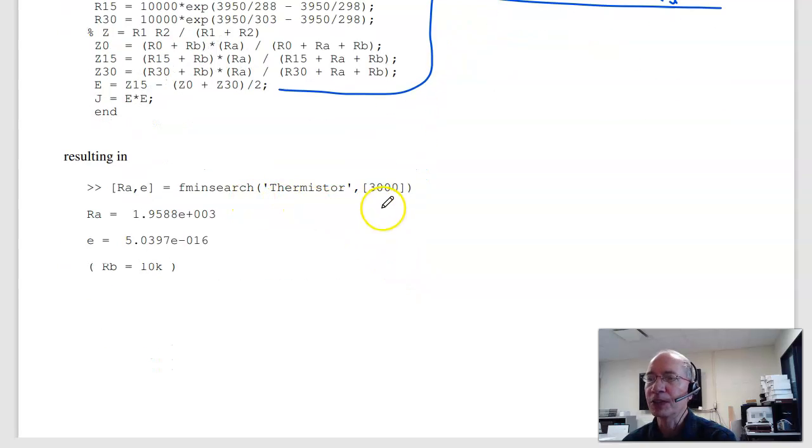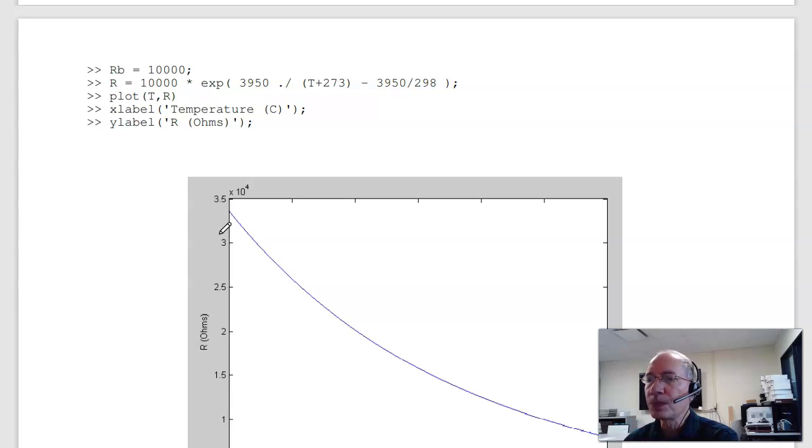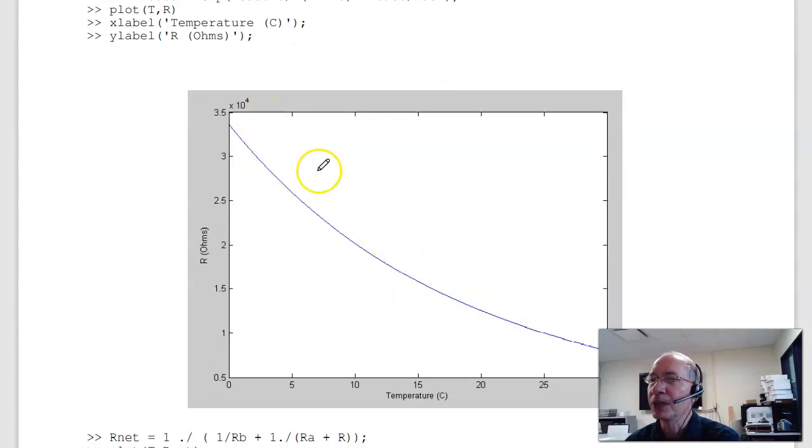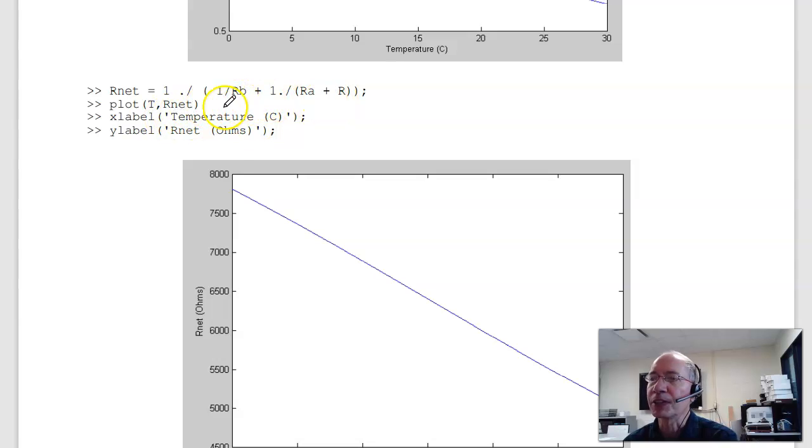If I run fminsearch with my initial guess at 3000, it says RA should be 1958.8 ohms. And the difference from linear is basically 0. So that's one valid solution. There are others. And I can check that. If I plot the resistance versus temperature, that's what it looks like, highly nonlinear. Find the network's resistance versus temperature. It looks very much like a straight line.